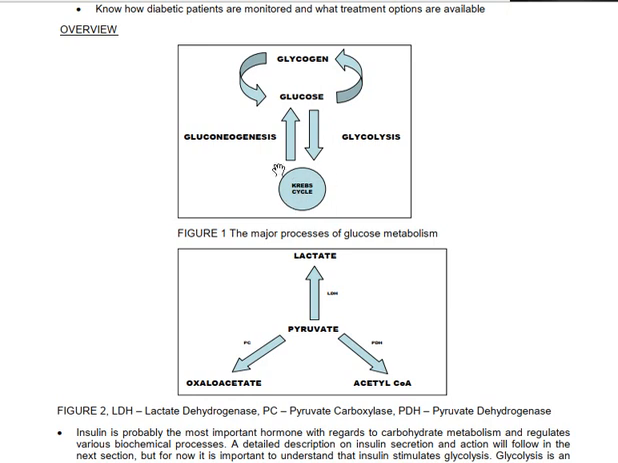Also, the molecules from the Krebs cycle can move vice versa to produce glucose, which can be used to produce glycogen. Is it clear? To produce glucose from glycogen is glycogenolysis, and to produce glycogen from glucose is glycogenesis.